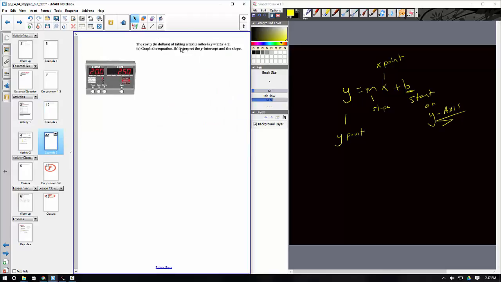This one here says that I'm taking a taxi, so y equals 2.5x plus 2. Graph the equation, interpret the y-intercept and the slope. So the slope is $2.50 over 1, and then the starting point is 2. And how this is a real-world context is it costs $2 just to jump in the taxi, and then for every minute, let's say, it's $2.50. And then when I multiply that out, I'll get the actual cost.